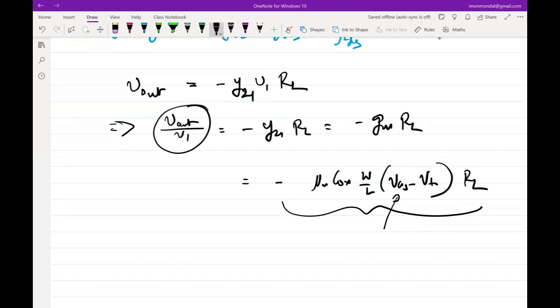Okay. So now, from looking at this equation, what does it tell you if I am not satisfied with the gain? What should I do as a circuit designer, given that you have RL and you have controls over?